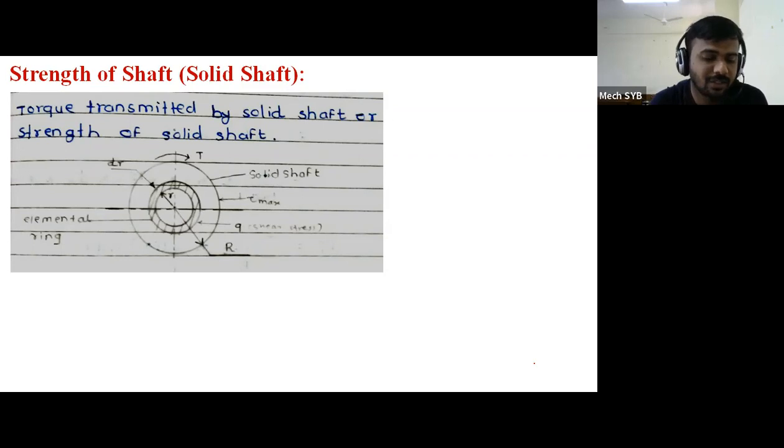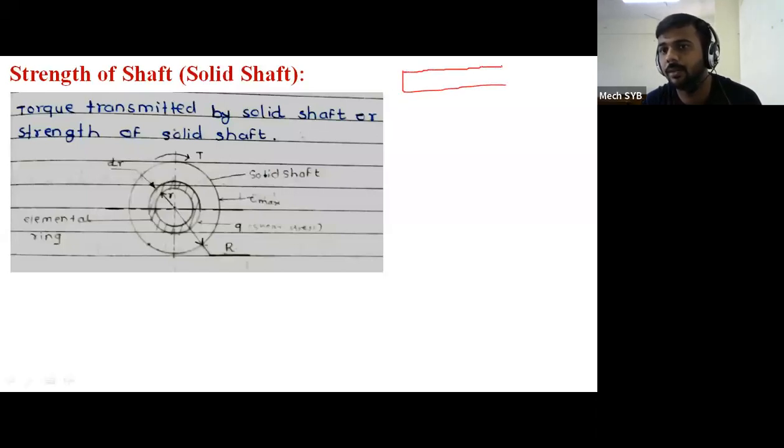Because the shaft is one of the rotating elements which will transmit the power. Also, it will transmit the torque from one rotating element to another rotating element. For example, see, this is one shaft which is connected to a motor. For example, this is the motor. This is the second shaft.